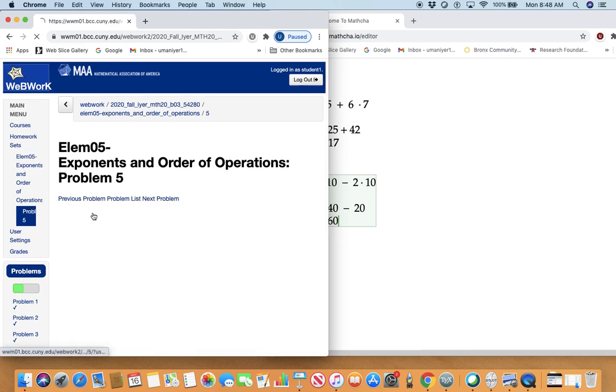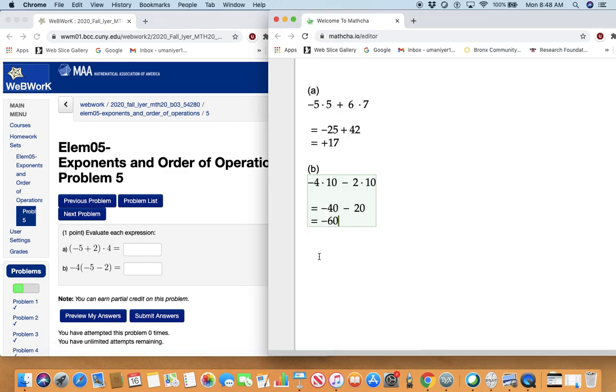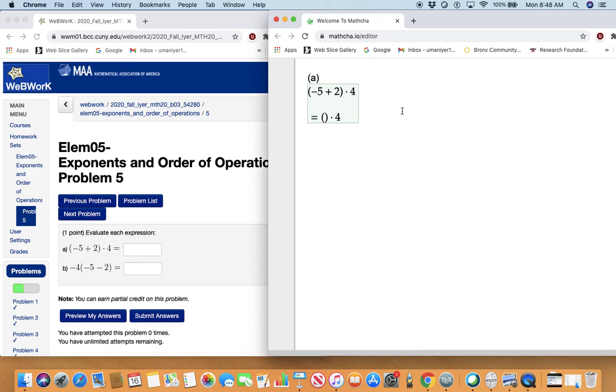So that's negative and you add them up, right? Negative 60. Next problem. Okay. A part. Negative 5 plus 2 times 4. All right. Parentheses first, order of operations, right? Parentheses first. So you're going to simplify the parentheses and write the rest of it as they are, right? Negative 5 plus 2, that is a negative 3.